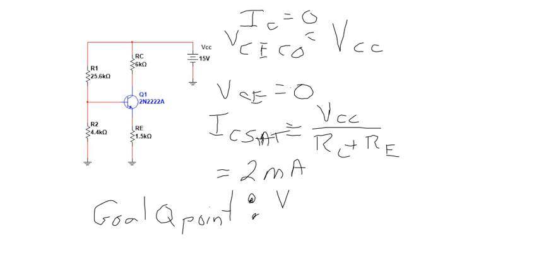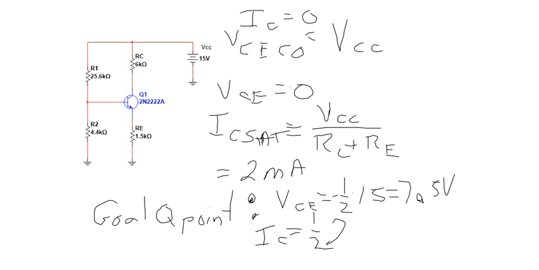VCE is half of the 15 volt supply. And IC is half of the saturation current, or 1 milliamp.